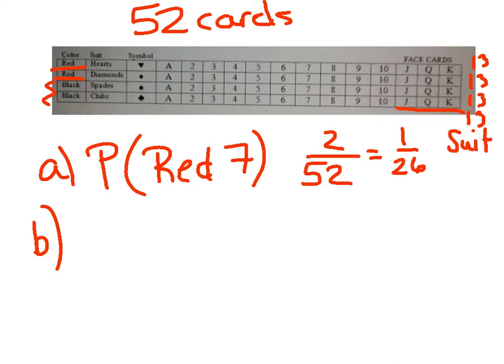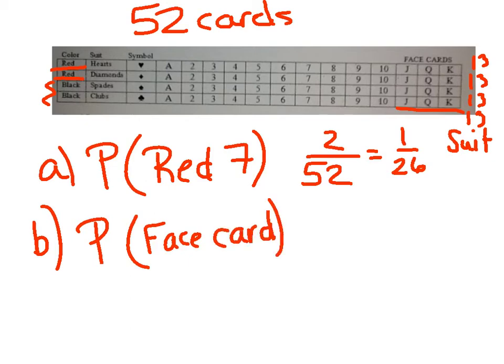Letter B. Let's say we want the probability of picking just a face card. All right, well, that's a jack, queen, and king. So that's 3 of them, and they're in all 4 suits. So 3 times 4 would be a total of 12 out of the 52 cards. And again, you could reduce that as well.